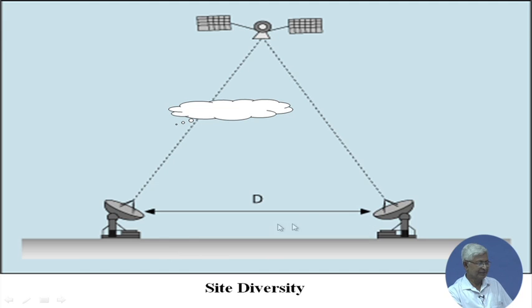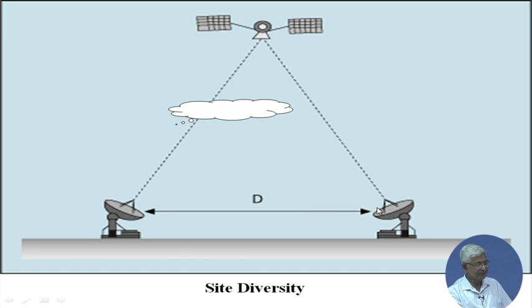The site diversity is shown here pictorially, simple. That is the wanted path through which you are communicating, which has certain impairment, here a cloud is shown. So you select another path where this attenuation or this impairment is not there. Now the distance between these two, and you have to synchronize the communication between them.